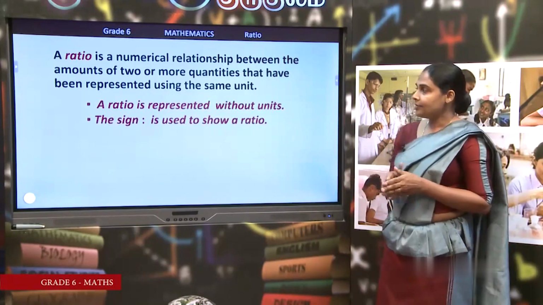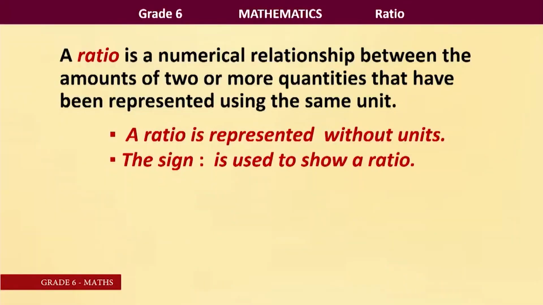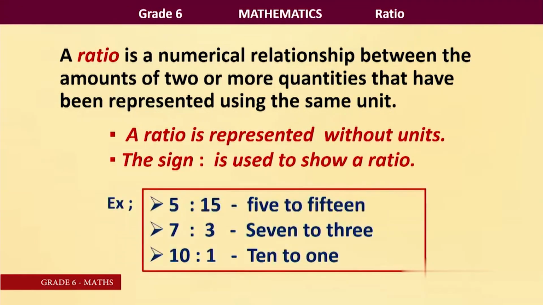Then, when we are writing ratios, we have to follow some rules. A ratio is represented without units. When we are writing the ratio, units are not mentioned. The colon sign is used to show a ratio. Then let's see these ratios.